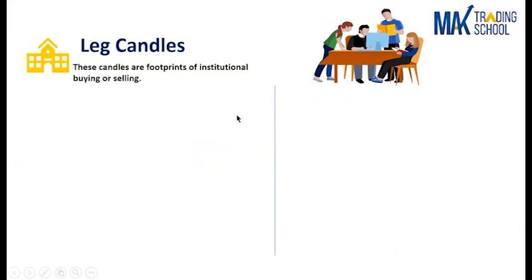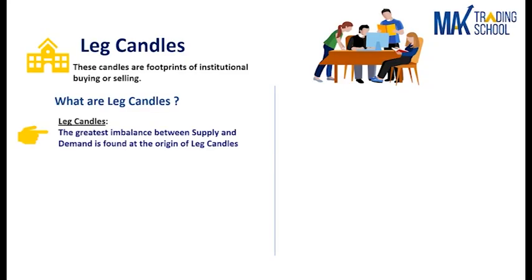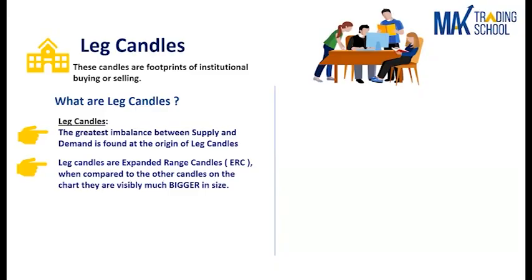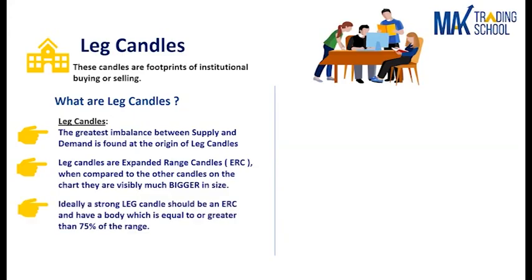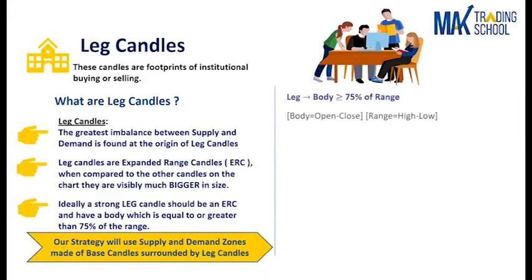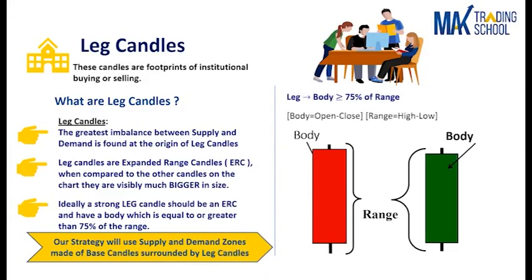And what are leg candles? These are institutional footprints of buying and selling. Characteristic is when compared to the other candles, these are expanded range, big size candles. Not only the range is big, the body also should be big. Body greater than 75% of the range. So a red candle closing in the low of the range, green candle closing somewhere in the high of the range. So these are good leg candles. Leg candles should have almost full bodied candles. Big size, big range, big bodies.